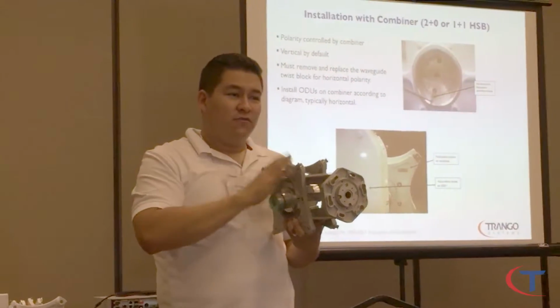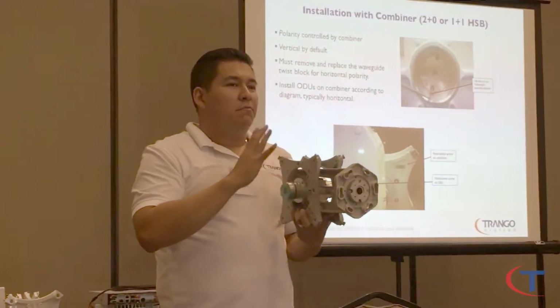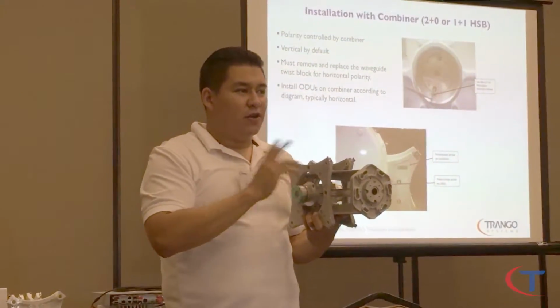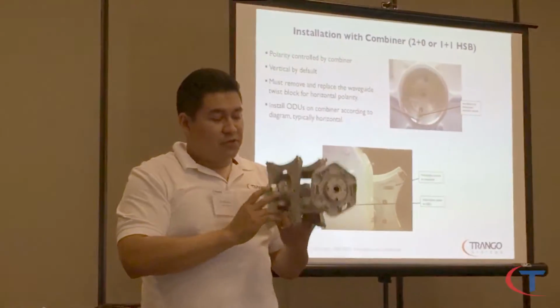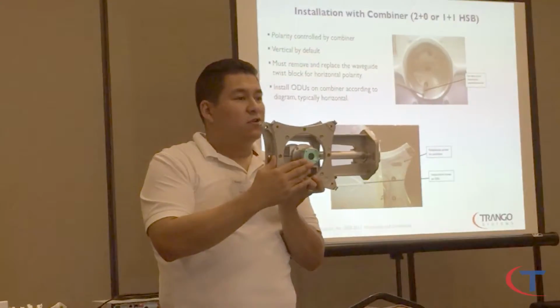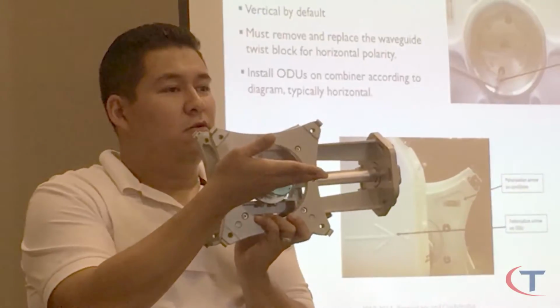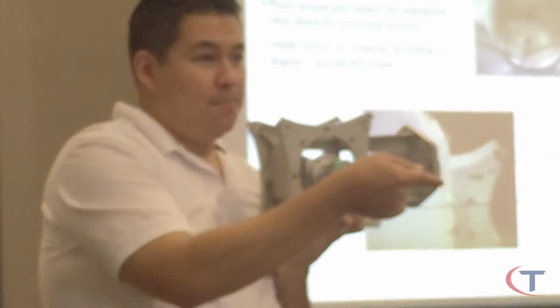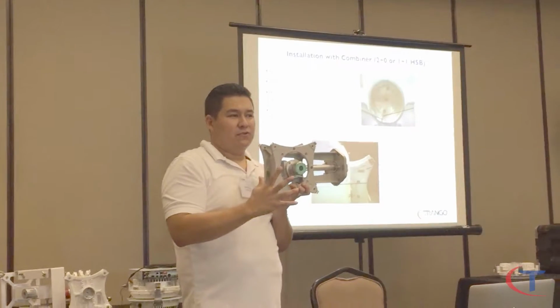But I want you to do something else. Besides looking at the V, vertical or horizontal, look first inside the combiner. Inside the combiner, the waveguide is going to be vertical or horizontal. So you're going to match that to the internal of the ODU, okay? Instead of going by the V, because it gets confusing sometimes.